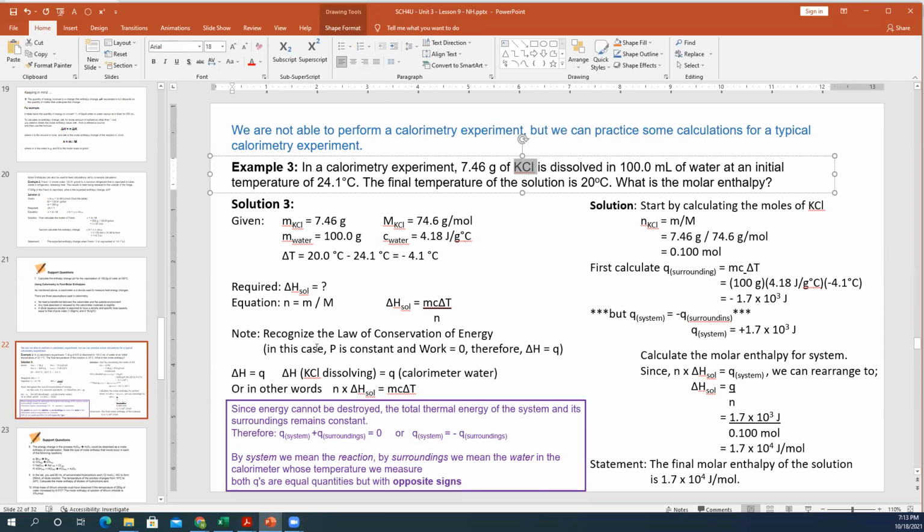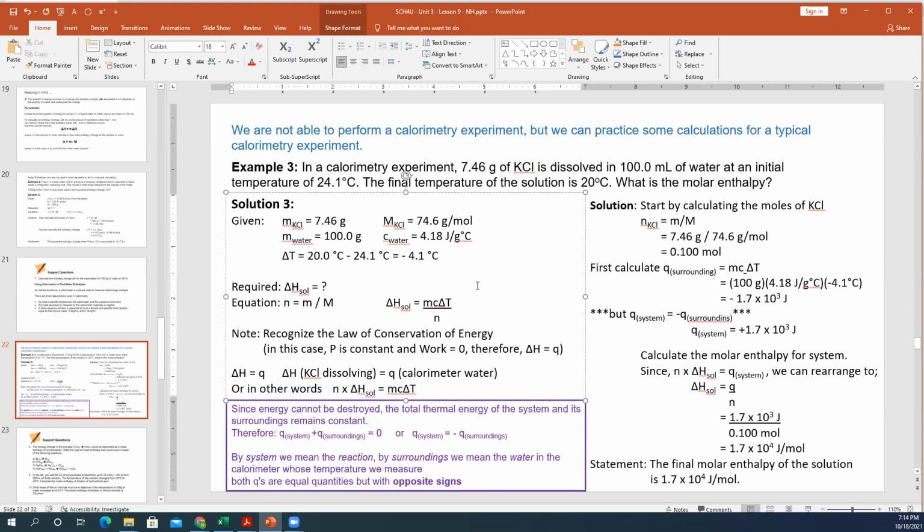What is the molar enthalpy of the reaction of potassium chloride going into solution? We're putting potassium chloride into water, so this is delta H of solution. And these are the equations that are going to help us out. We know the relationship between number of moles, mass, and molar mass: moles, grams, and grams per mole. We know that relationship.